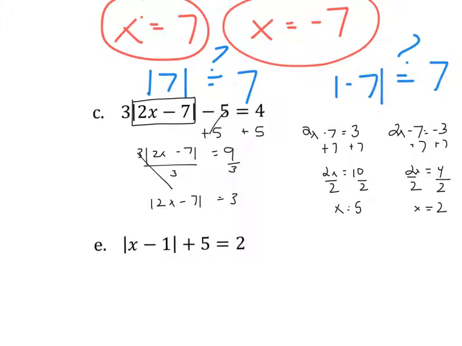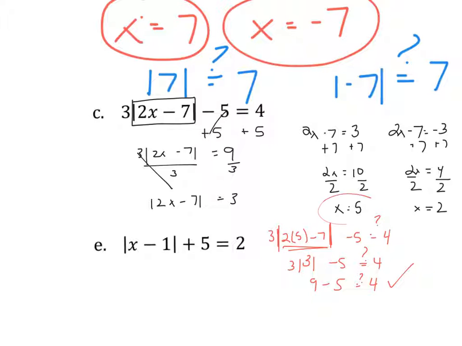So we're going to plug both of those in and just make sure that they work. So I'm just plugging this into the original equation. I'm going to make my absolute value bars a little thicker just so we can see them. So remember, we're going to do what's inside first. We have 2 times 5, which is 10, minus 7, which is 3. The absolute value of 3 times 3 minus 5. Absolute value of 3 is 3, times 3 is 9, minus 5. That does equal 4.